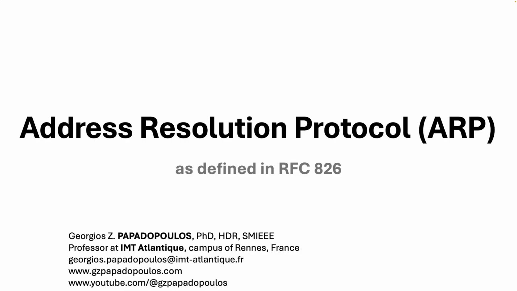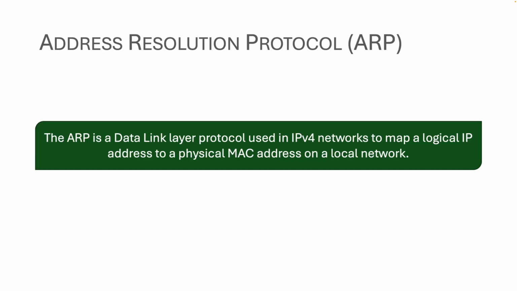In today's short video we will explore the Address Resolution Protocol, better known as ARP, a key component of IPv4 networking which was first defined in RFC 826. Let's start with a simple definition. ARP is a data link layer protocol used in IPv4 networks to translate an IP address into a MAC address on a local network.